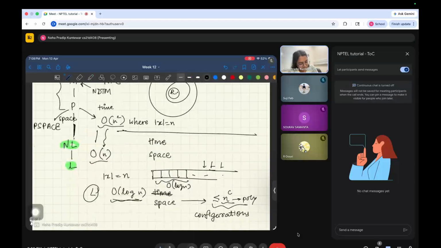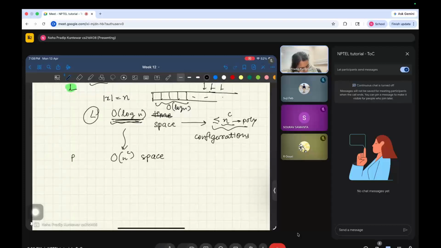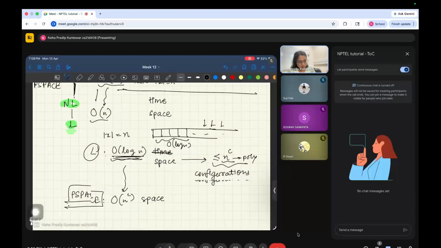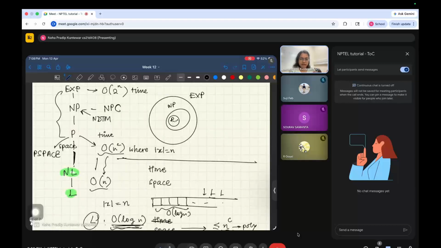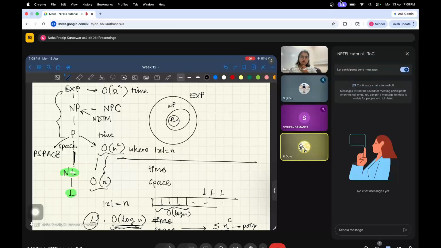And then again you can ask, what if I don't give you logarithmic space, I give you more space, say order n to the c space? Such a class is called PSPACE. Any idea where we should place this? In this diagram, where should PSPACE lie? All NP problems are there in PSPACE, so PSPACE would be somewhere in between EXP and NP.